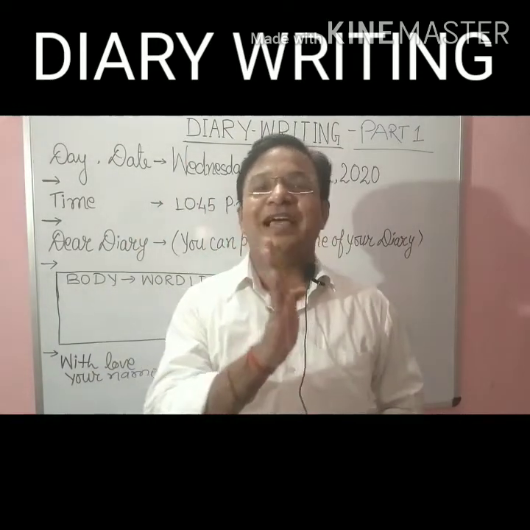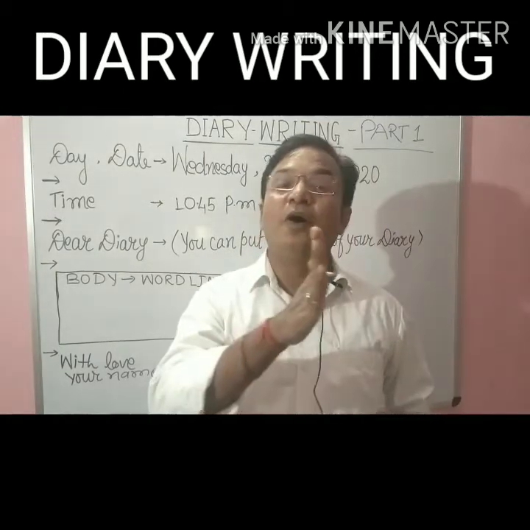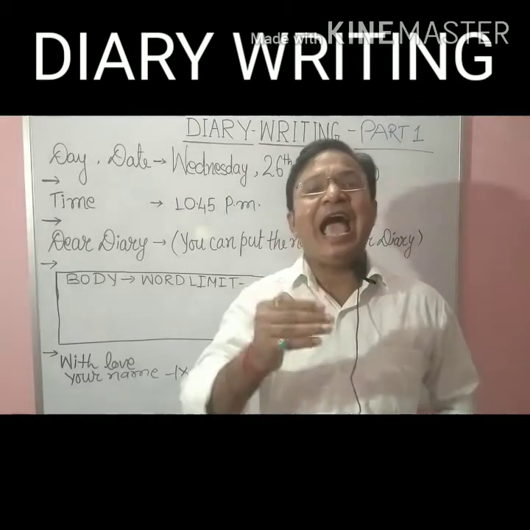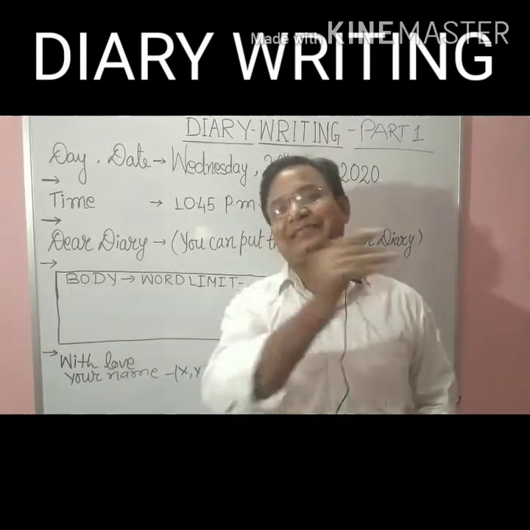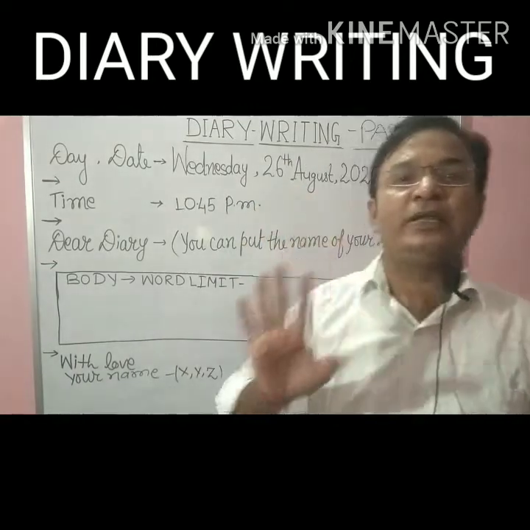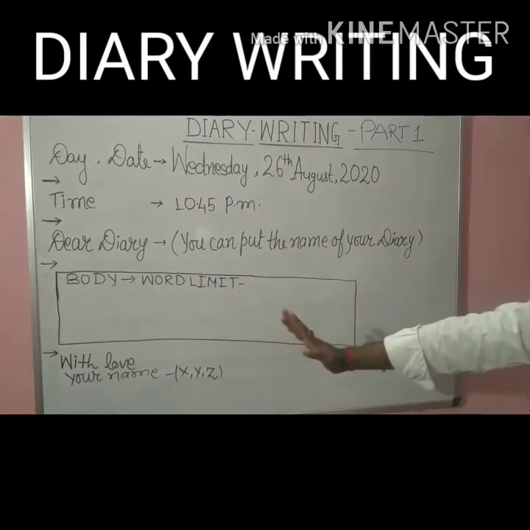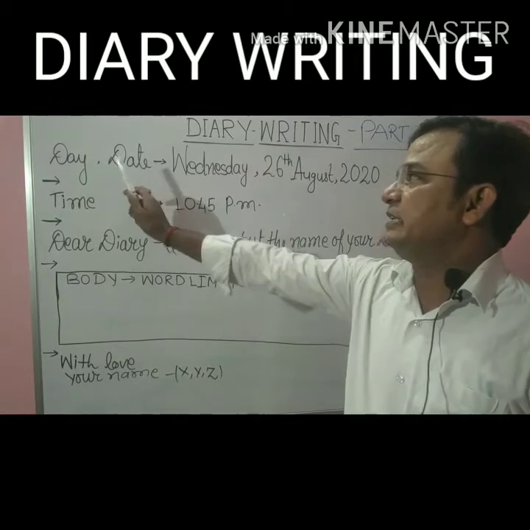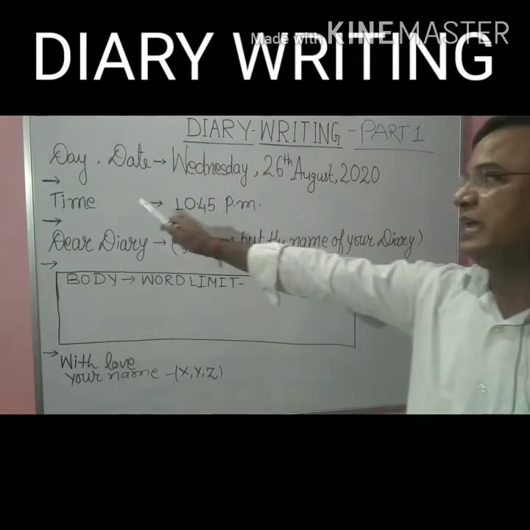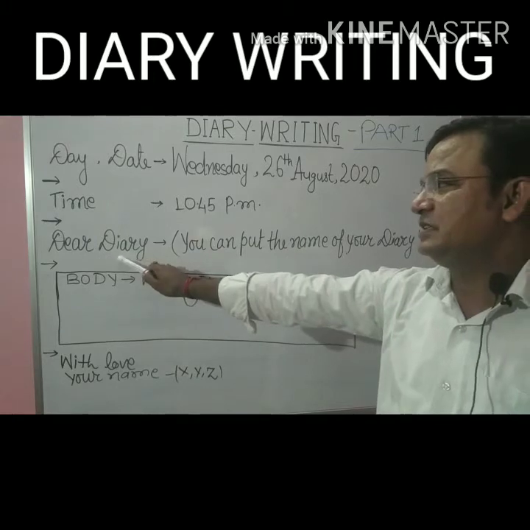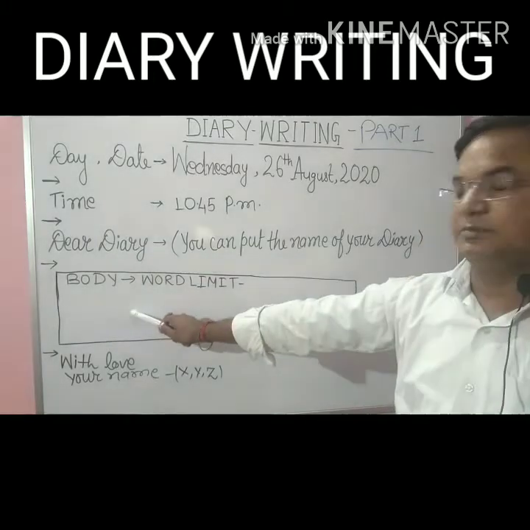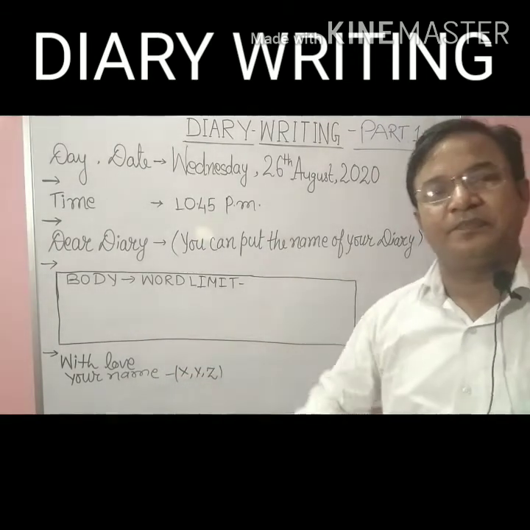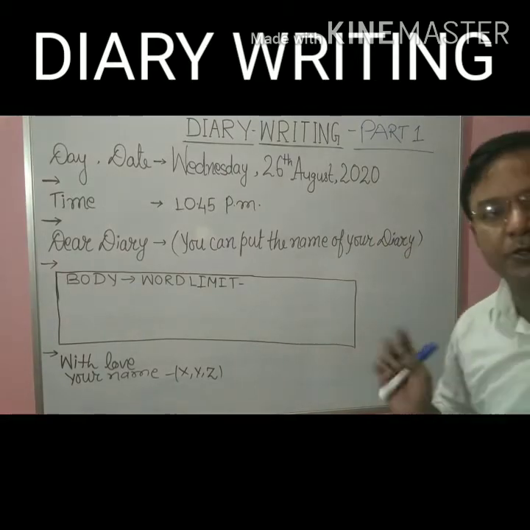Okay, so how do we write a diary? What are the steps? How is the body written, and what do we write at the end of the diary? We have to learn it step by step. First of all, see the format of your diary entry. In the format you are watching, first you have to write down day, comma, date. Later on, time, then dear diary, then the body comes, and at last you have to write down with love and add your name. This is the format of your diary.